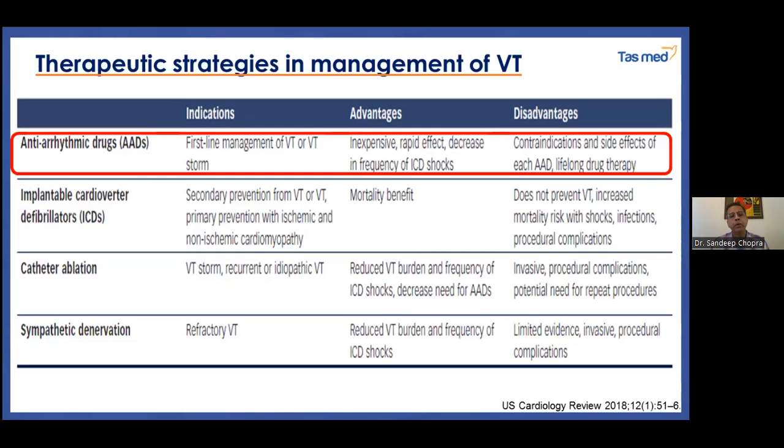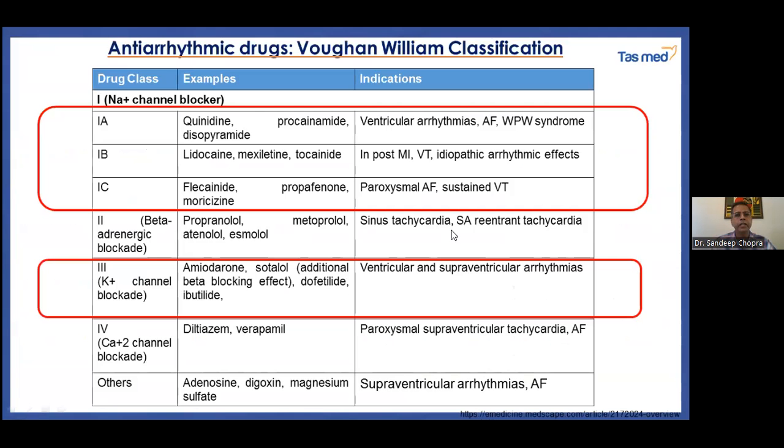Like we talked about the prolonged QT interval of amiodarone. ICD, the intracardiac defibrillator, is for secondary prevention. It does not prevent VT. It has a mortality benefit, obviously. It does not prevent VT, but treats it as and when it happens. But the antiarrhythmic drugs will prevent VT, which is very important. You can have a combination of both the medication and the intracardiac defibrillator. And catheter ablation is a very specific thing done by our electrophysiology colleagues.